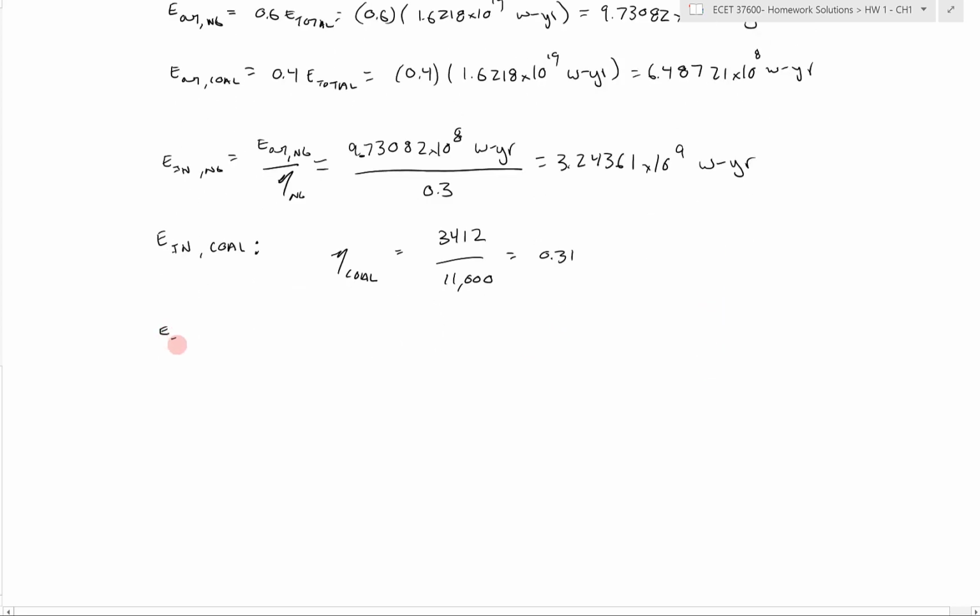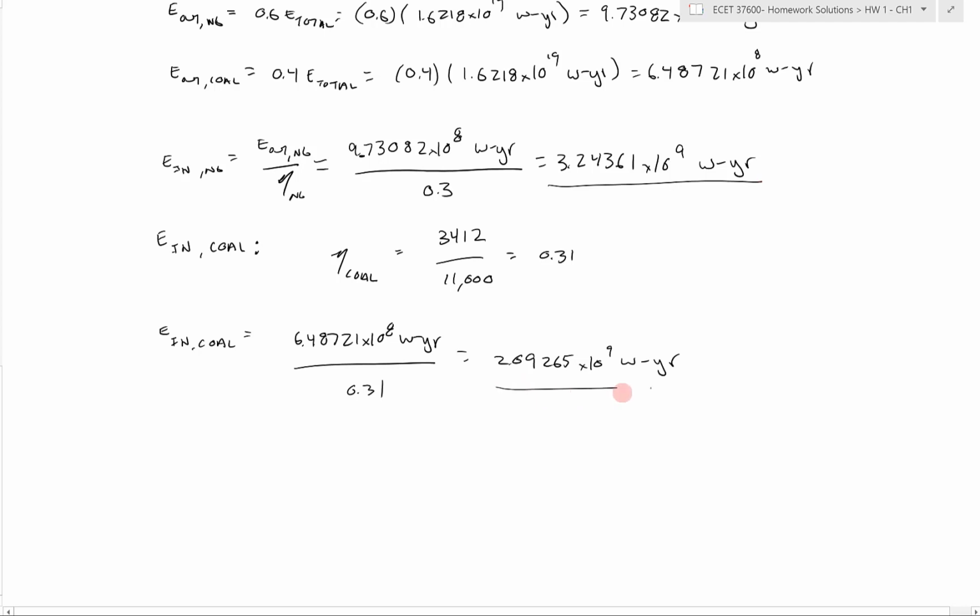So that means the E in coal is this number here, the output electrical energy from the coal plant, 6.48721 times 10 to the 8th watt years, divided by the efficiency of 31%. You'll get 2.09265 times 10 to the 9th watt years. So that's how much input fuel was needed in natural gas. That's how much input fuel was needed in coal.